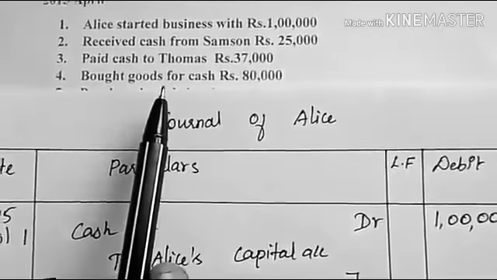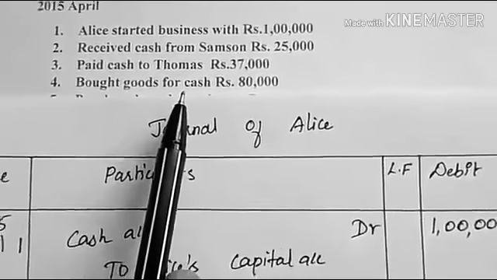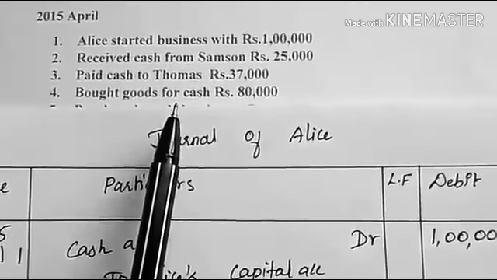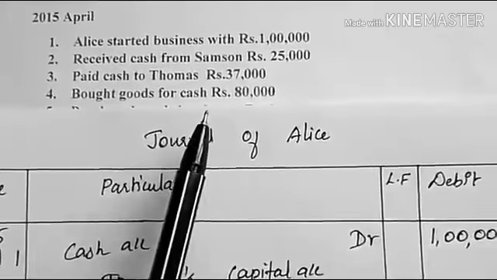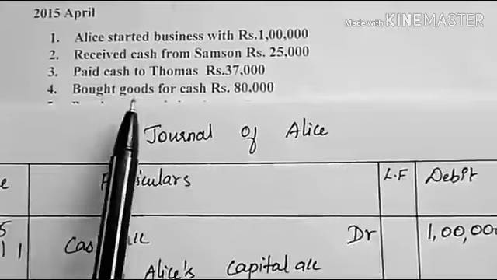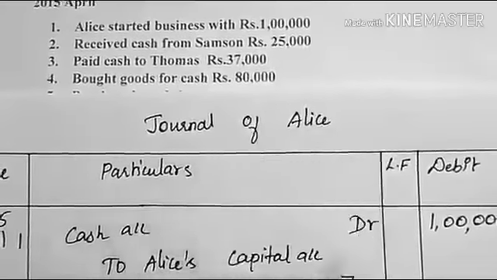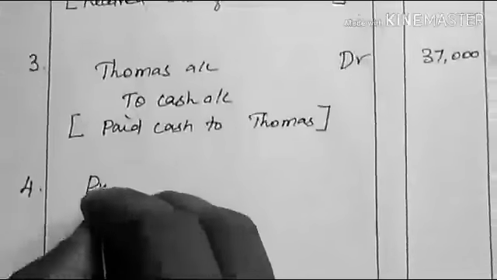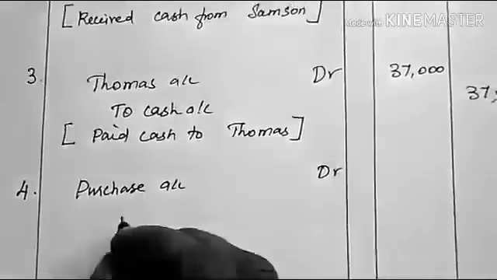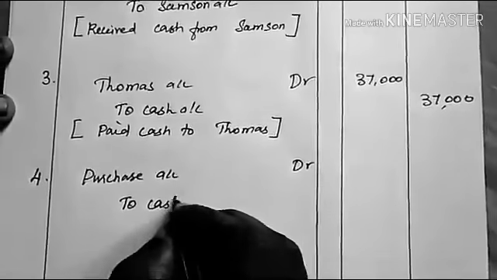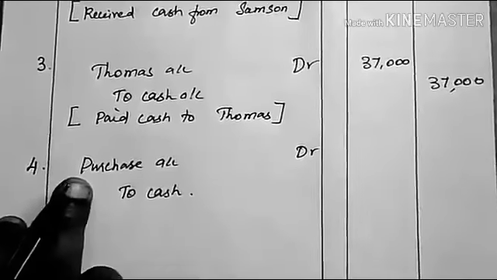In case of credit purchase, instead of cash, you have to mention the name of the person, the name of the supplier from whom you have purchased the particular item. So instead of cash, you can write the name of the person. But here, bought goods for cash, it's a cash purchase. So simply write purchase account debit to cash because it is a cash transaction.